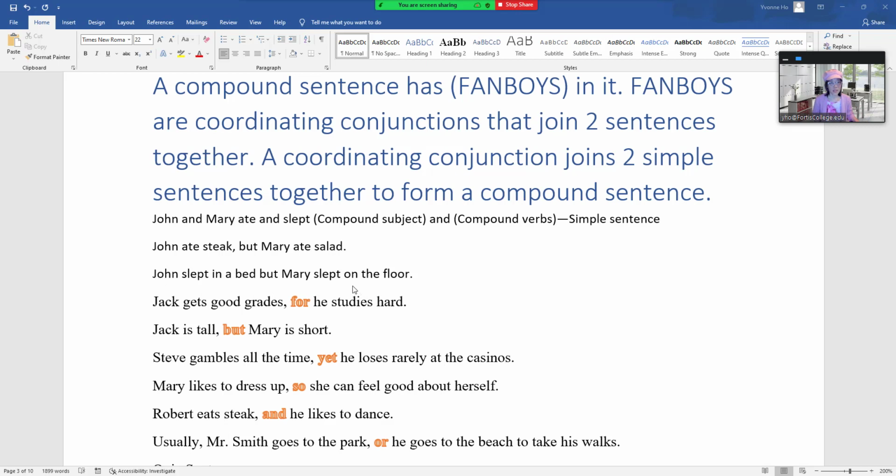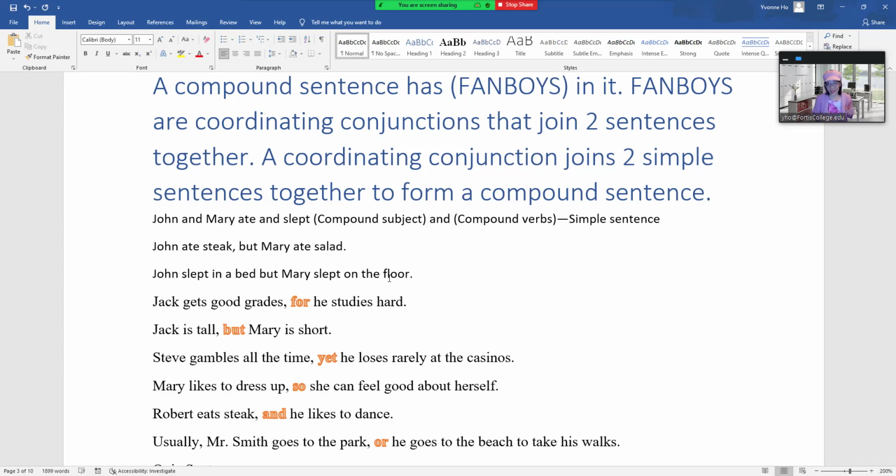What's wrong with this sentence? What's missing here? Okay, we're missing a comma here. This is the kind of error that I see in essays. There you go. John slept in a bed, but Mary slept on the floor. Now, if I don't have this comma in here, this is known as a run-on sentence. In other words, two sentences that are put together with no punctuation. That's known as a run-on sentence.